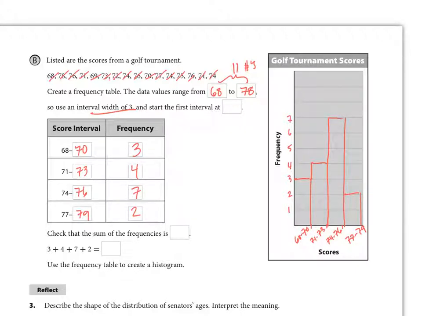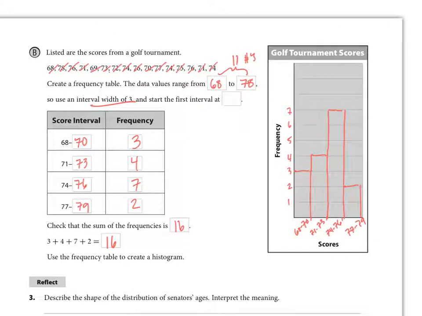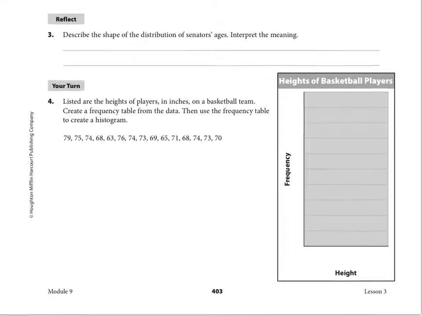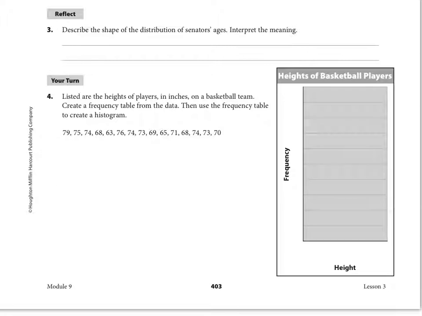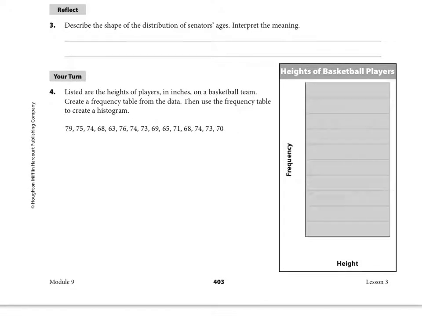You can certainly figure out that the sum of the frequencies is going to give us 16. That means there are 16 golf scores, or 16 data points. And that's all that's expected here. So I'm going to have you practice this at the bottom of the page. Go ahead and pause it right now so that you can give it a try. I'm going to have the answer pop up here in a few seconds.